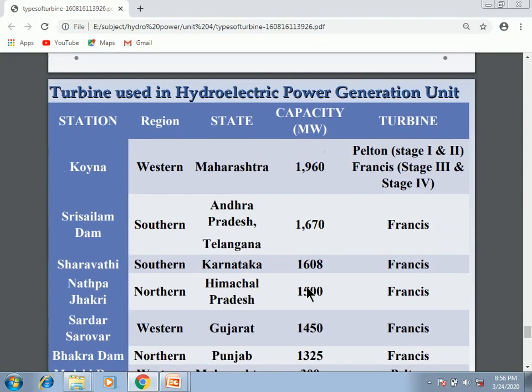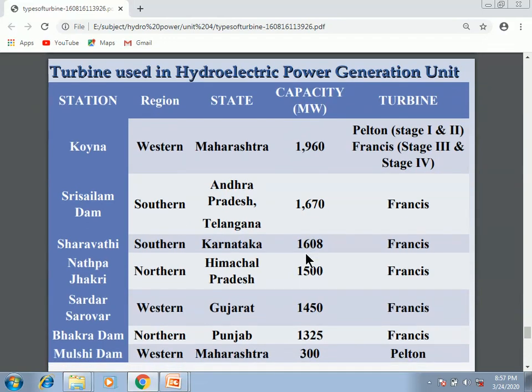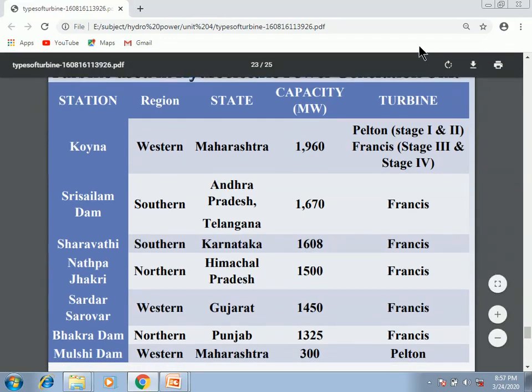So here we can see overall in Maharashtra what happens about the capacity. Koyna is the largest dam in Maharashtra, having a capacity of 1960 megawatts. Srisailam dam in the southern part has 1670 megawatts of energy, and it has Francis turbine. So in this way we can see normally for high head Pelton wheel turbine is used, and for medium head Francis turbines are used. Thank you very much.